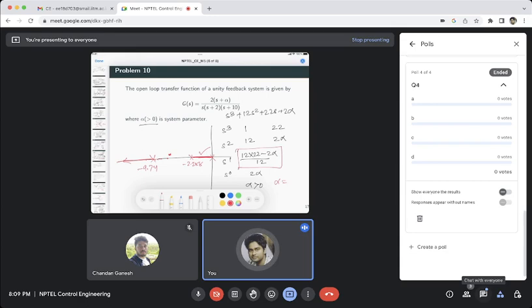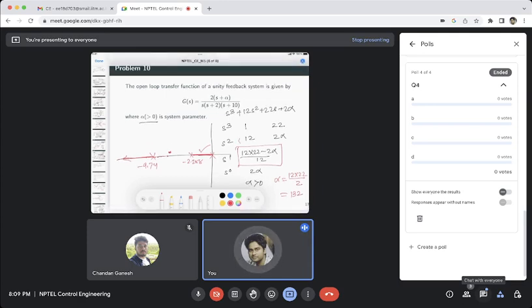From which alpha will be equal to 12 into 22 by 2, which is 132. Then what will the auxiliary polynomial be? From the s square row it will be 12s square plus 2 alpha, that is 2 times 132, equal to 0, or s equals plus or minus j square root of 2 into 132 by 12, which is equal to plus or minus j 4.69. So this is the point at which it will cross the imaginary axis, some point here.